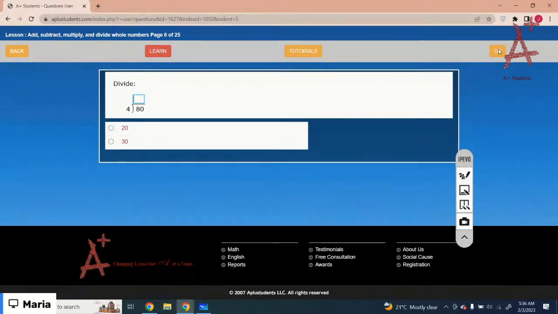Okay, the next one is 80 divided by 4. Yes, 4 times what number is 80? Very good. It is 4 times 2 is 8, so it would be 20. Got it? The correct option is 20.